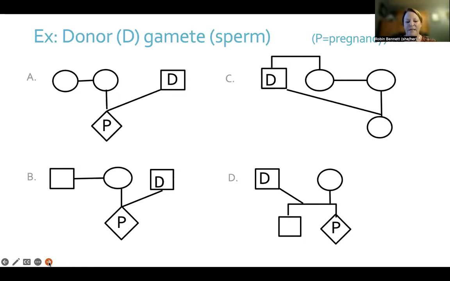And then number D is a woman who has had 2 pregnancies, one resulting in a male child and one currently pregnant using the same donor sperm. So those people are full siblings to each other. They have the same sperm donor parent.